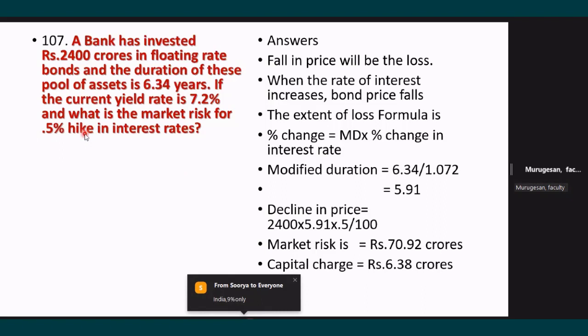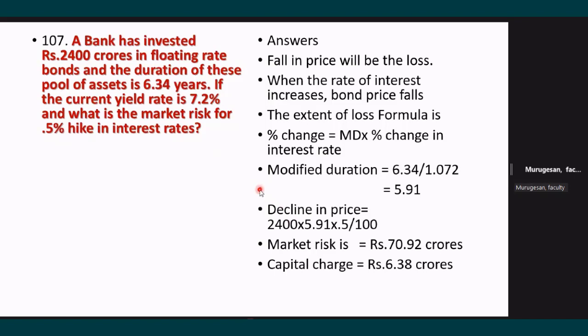Because of a hike in interest rate, just now you know the rule. When the rate of interest increases, the bond price will decline. Never forget. When the rate of interest goes up, bond price comes down. Here it is a hike, an increase, so the bond price will fall. That is why I have used the word decline.